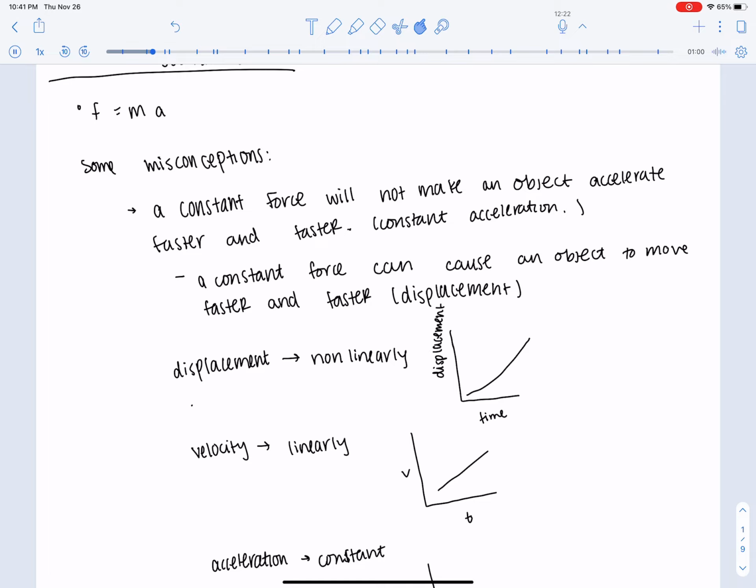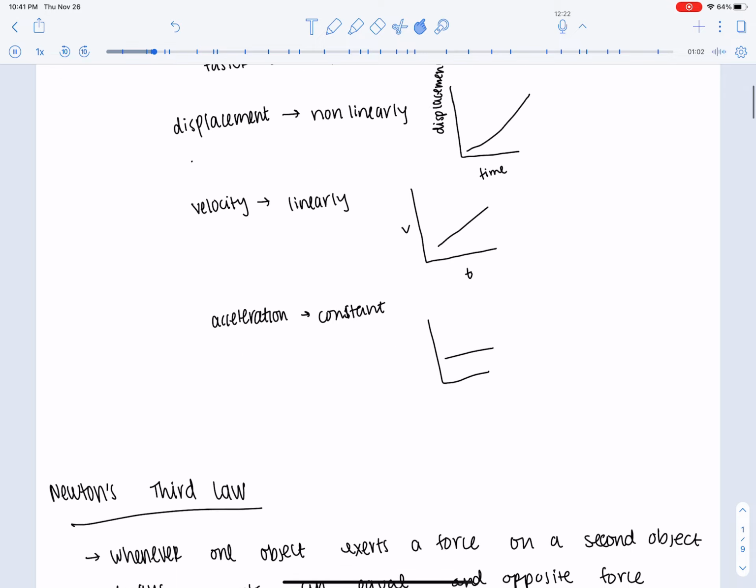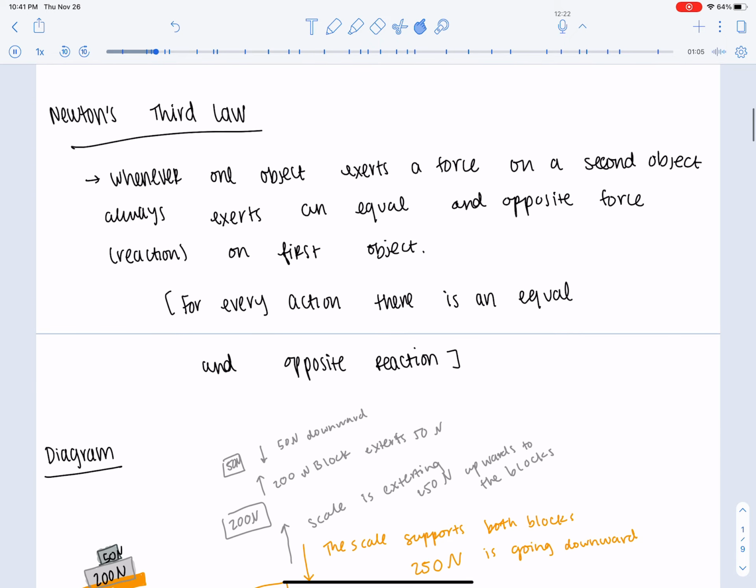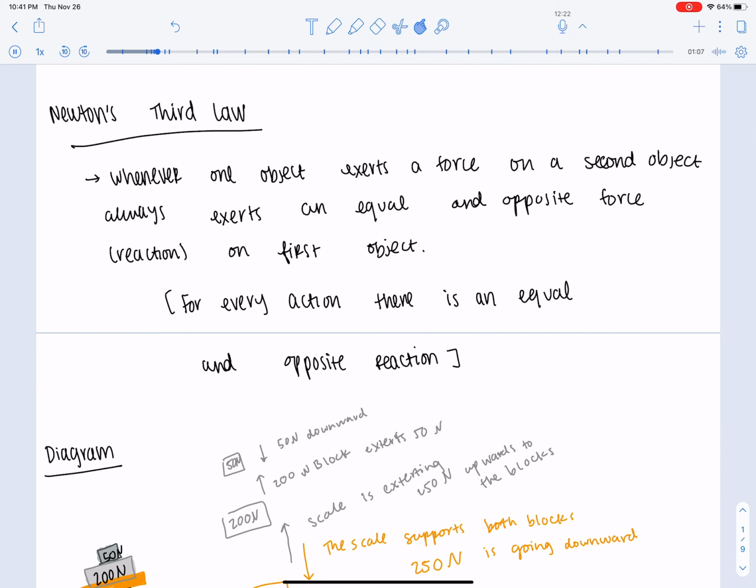Then we go to Newton's third law. This law talks about that whenever one object exerts a force on the second object, the second object always exerts an equal and opposite force on the first object. Basically, what this means is that for every action, there is an equal and opposite reaction.